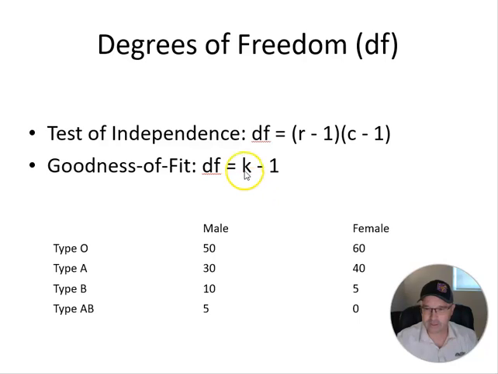So that's 4 categories. So K minus 1 would be 3. And that would be the degrees of freedom for the goodness of fit.